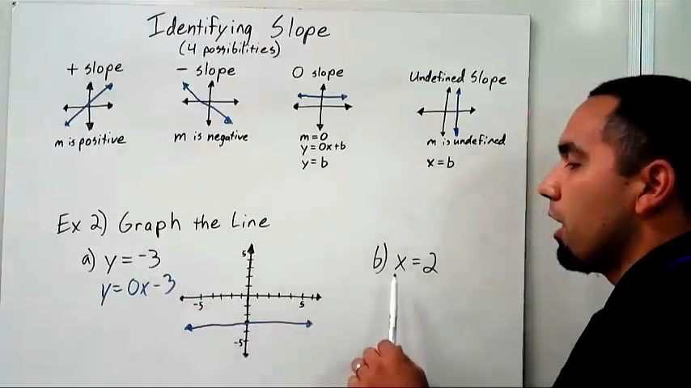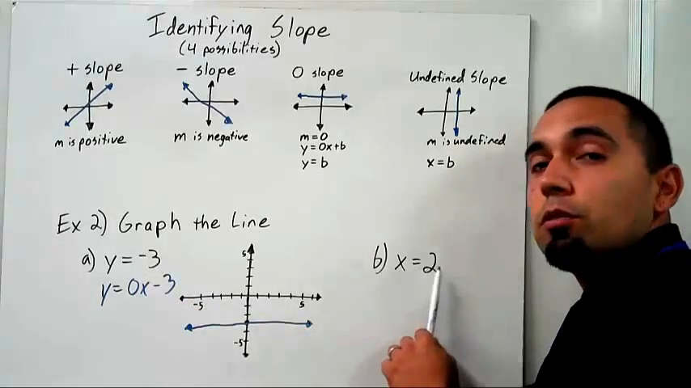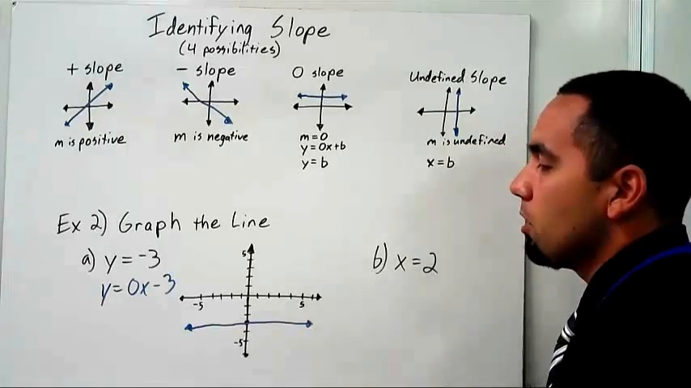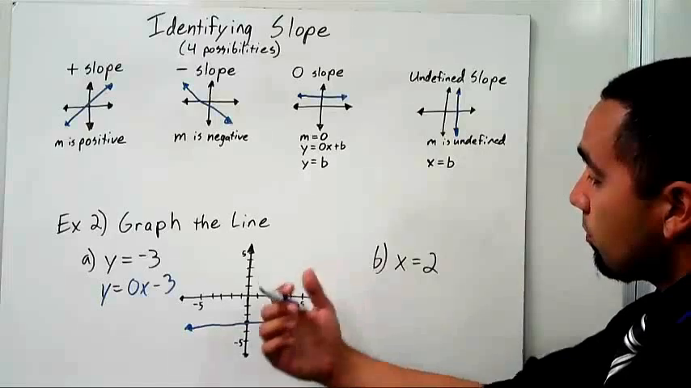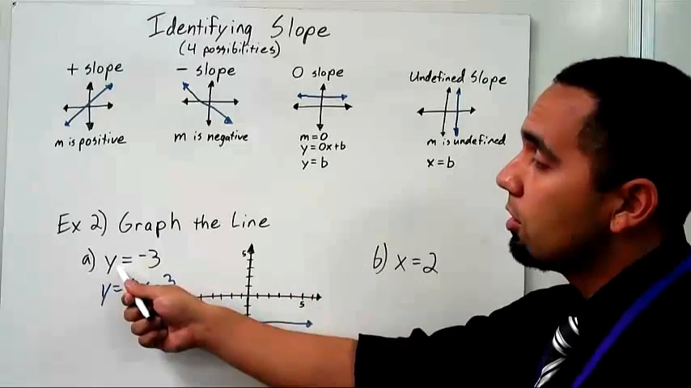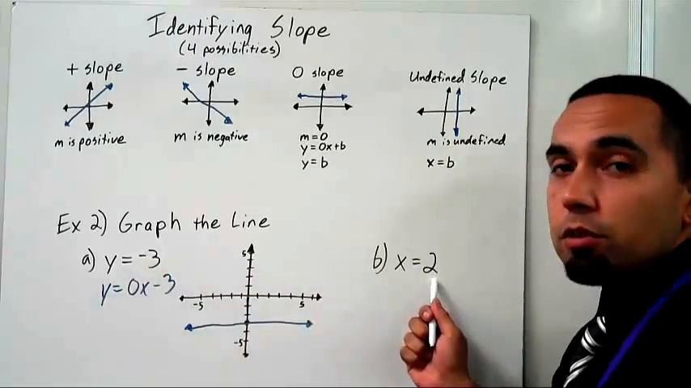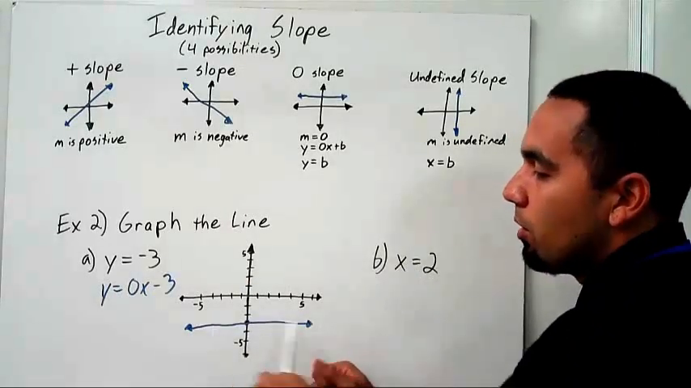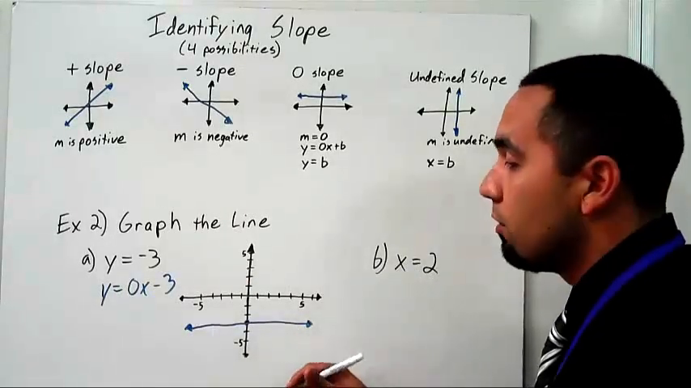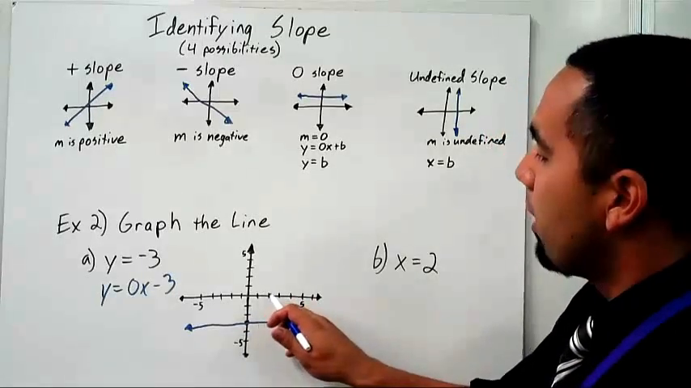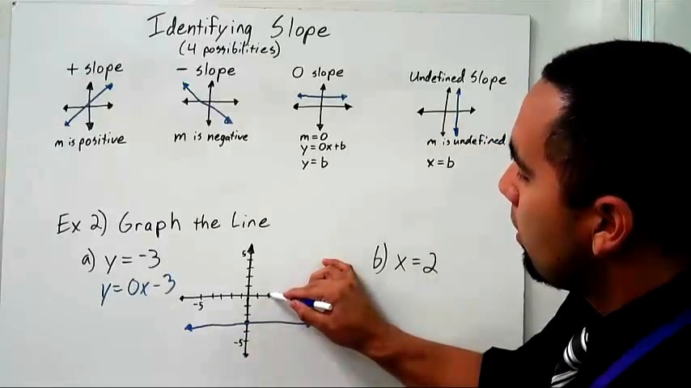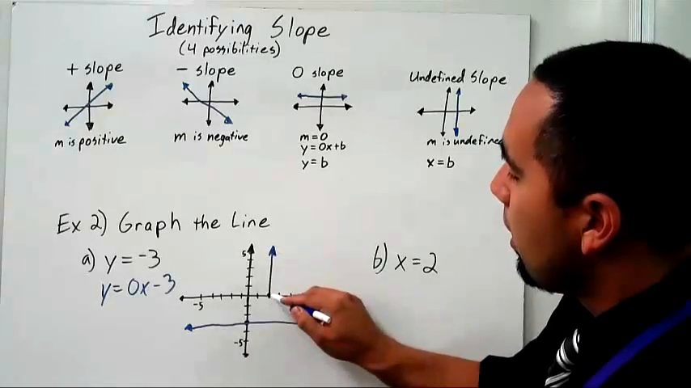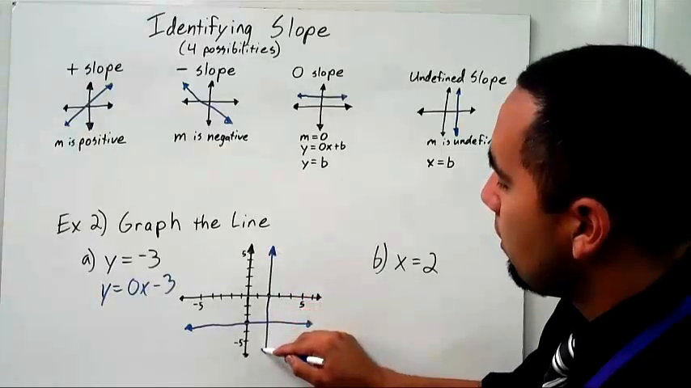If we take a look at B, we have x equals 2. Now this looks nothing like y equals mx plus b. But whenever you have an equation that looks like this, instead of a horizontal line, we now have a vertical line. So I find where x equals 2. There's my first point, and I know it's going to be a vertical line.